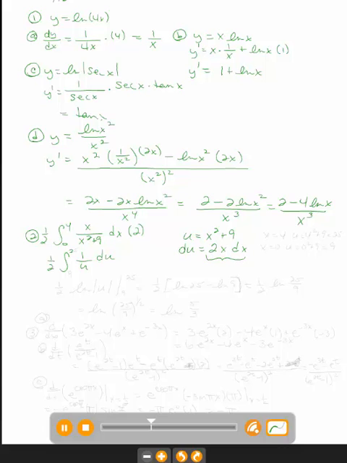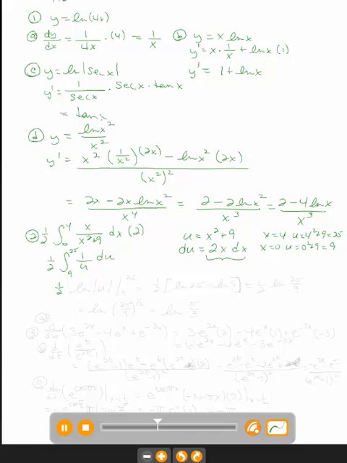Now remember the change of variables here. When x is 4, u would be 4 squared plus 9, or 16 plus 9 is 25. When x is 0, u would be 0 squared plus 9, or 9. So my values are going to be 25 on top and 9 on the bottom.